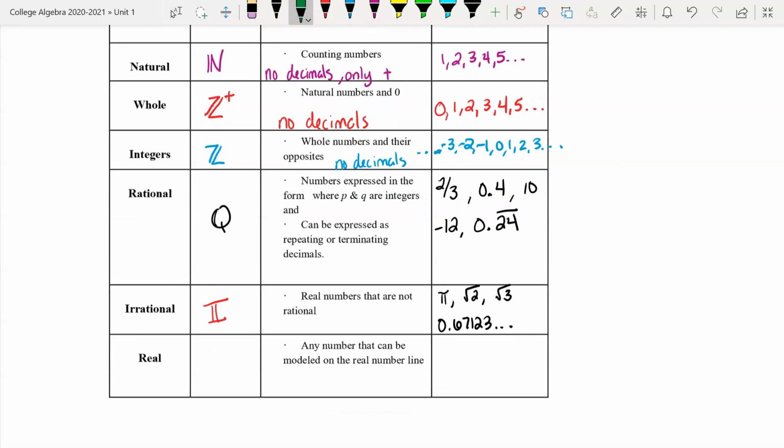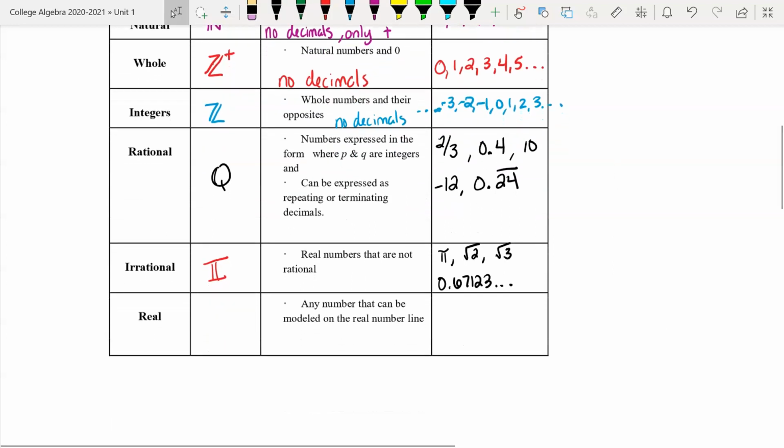And lastly, you have real numbers, which are represented by an R. Okay, and that's any number that can be modeled on the number line. I will tell you this, for right now, every number we work with, unless it's undefined, is going to be a real number. However, we do get into imaginary numbers later on. So for now, we're just going to say all the above examples are real numbers.